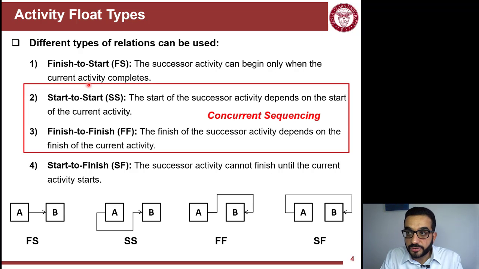We will cover the start to start and finish to finish together because they are usually used together to represent a specific sequence logic, which is concurrent sequencing. And then we'll see the cases for start to finish. So we'll start with the start to finish, SF relationship.